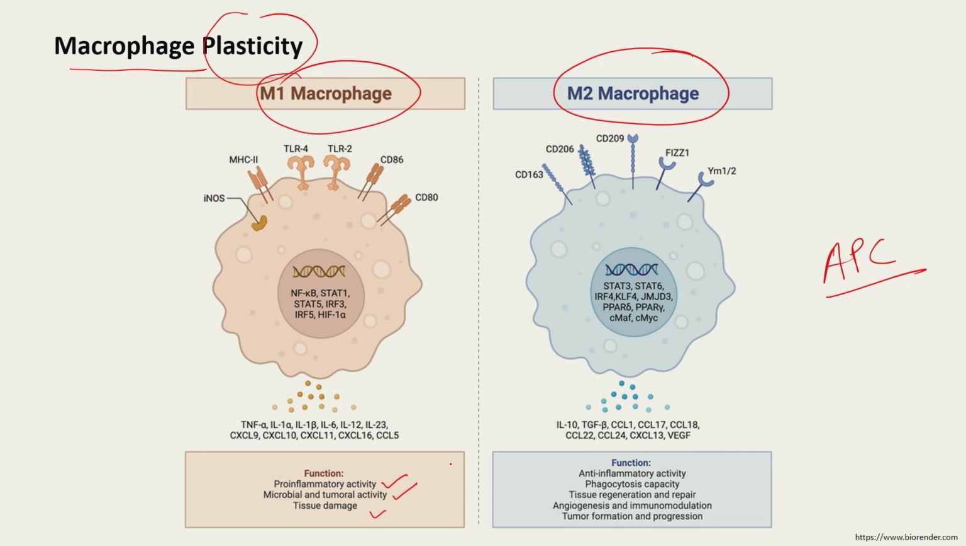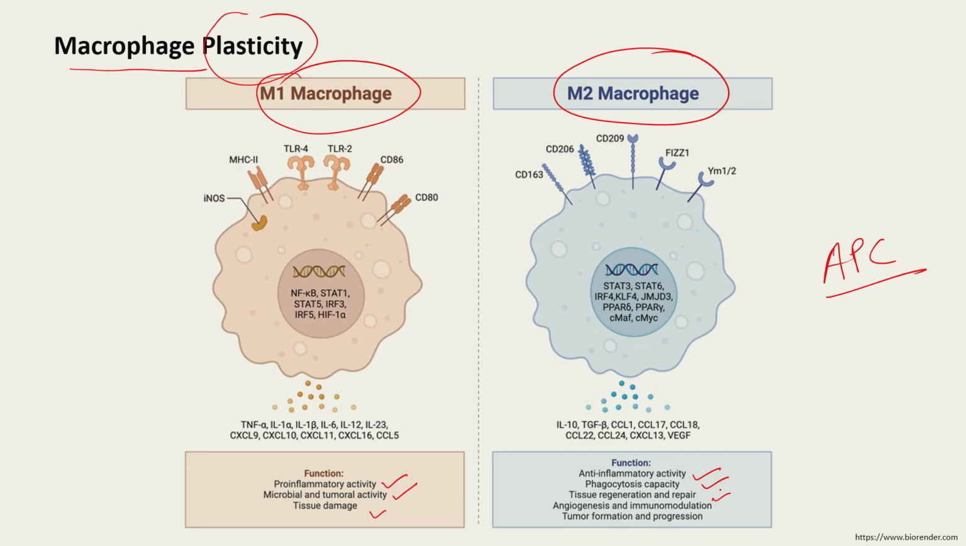While on the other side, M2 macrophages are anti-inflammatory. So they can stop the inflammation. We'll see how they can stop the inflammation. They can also do phagocytotic activity, that means they can engulf particulates or other forms of antigen when they enter the body. They can be involved in tissue regeneration and repair. That means they are very good when there is damage post inflammation.